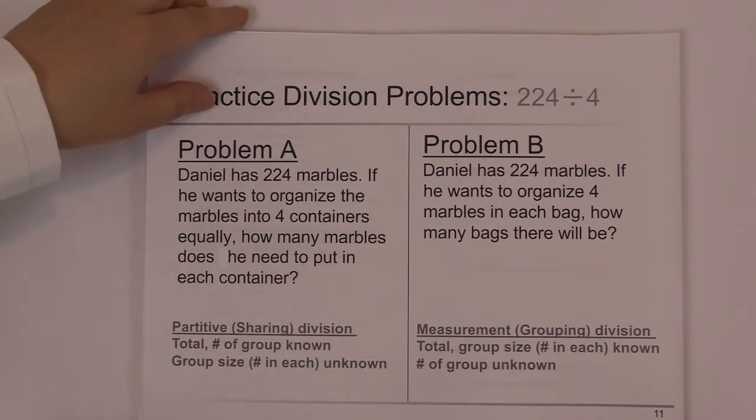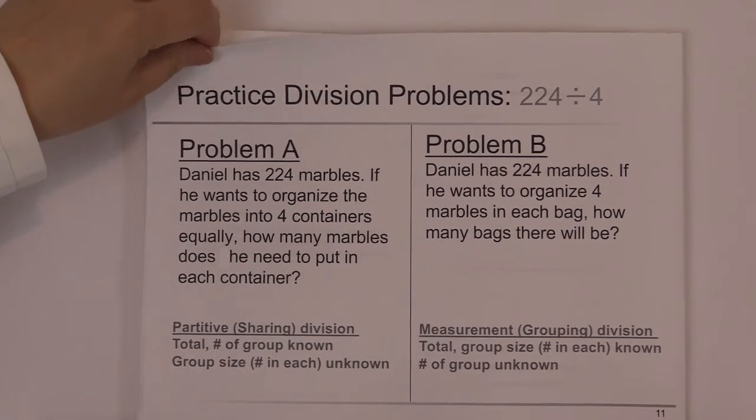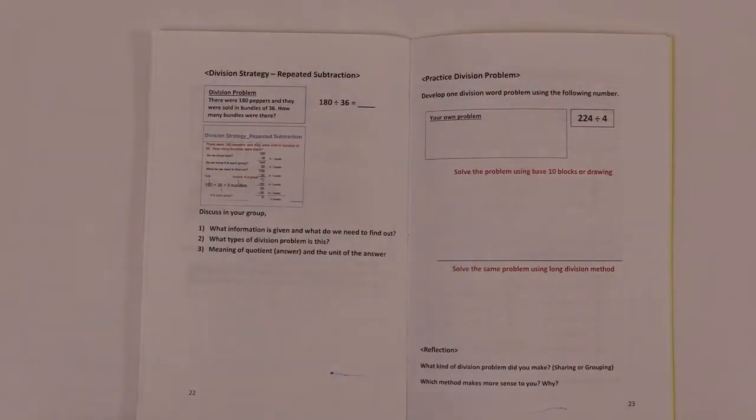Okay. So then how would you solve the problem? We can solve the problem using base 10 blocks like we did for our last problem. So I can have 224 and then I have 4 groups. So I can equally distribute them into four groups, right? So 224. I'm going to show you how you can do it.